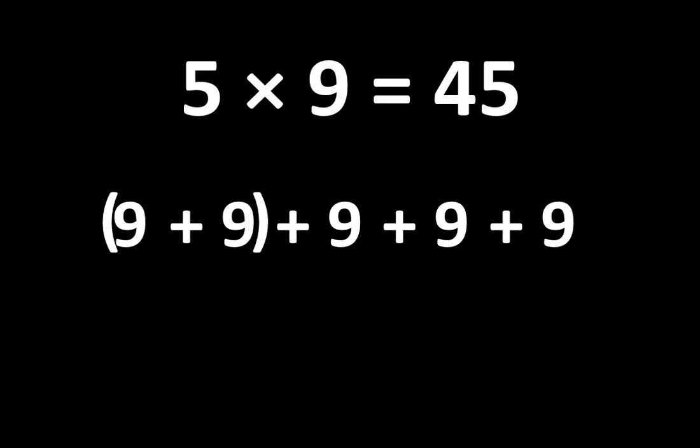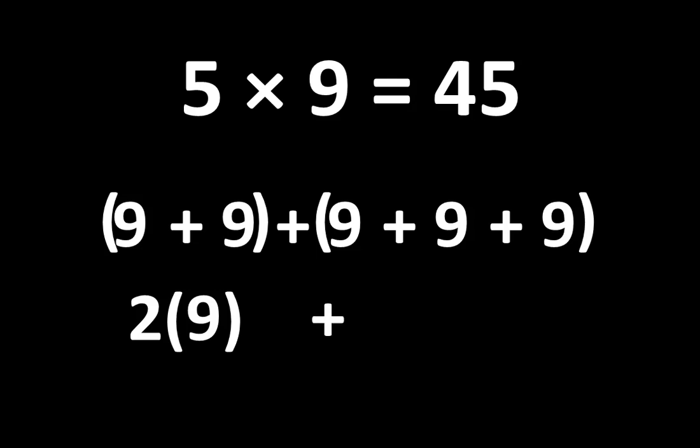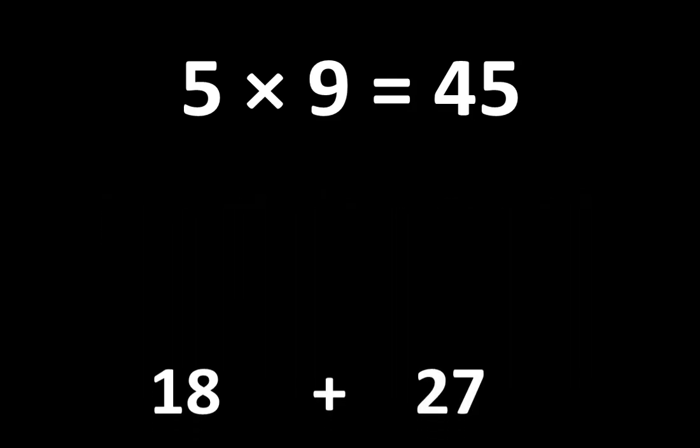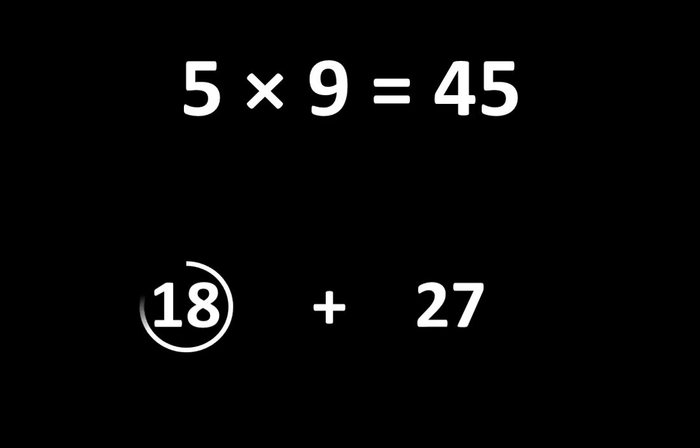And if we have equal addends, we can easily group those addends. So here you can see 2 groups of 9 and 3 groups of 9. So we can say 2 groups of 9 plus 3 groups of 9 is equal to 45.